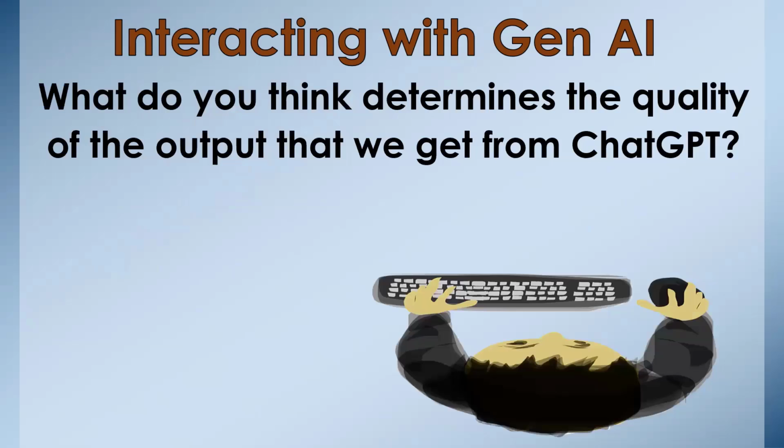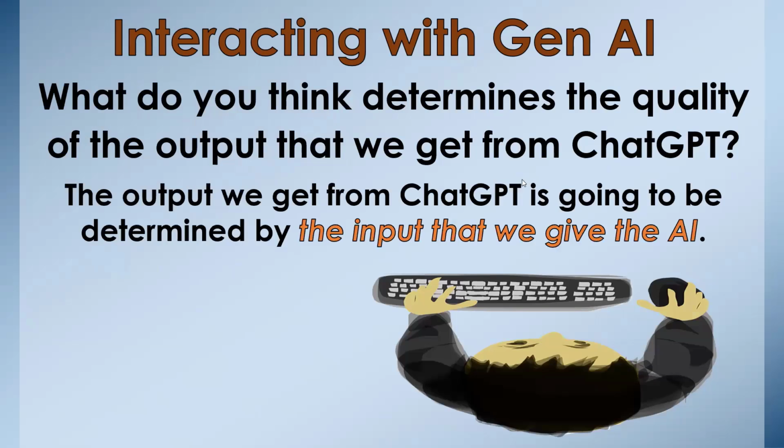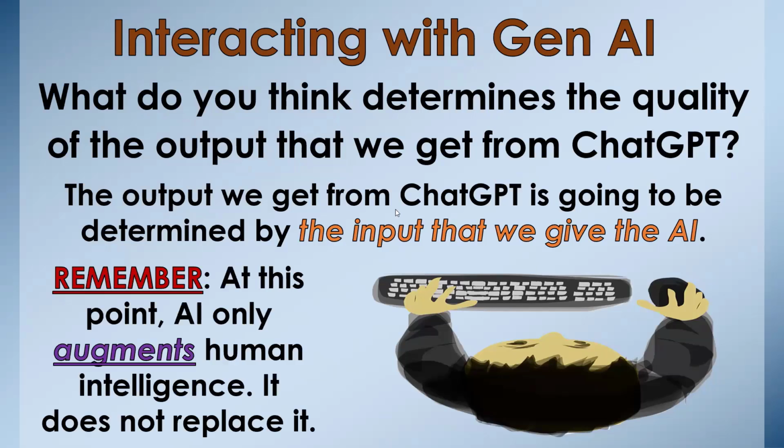So what do you think determines the quality of the output that we get from ChatGPT? Well, the output that we're going to get from ChatGPT is going to be determined by the input that we give the AI. So at this point, remember, artificial intelligence, we're still a long way away from general AI. Artificial intelligence is only augmenting human intelligence. It's not replacing it.